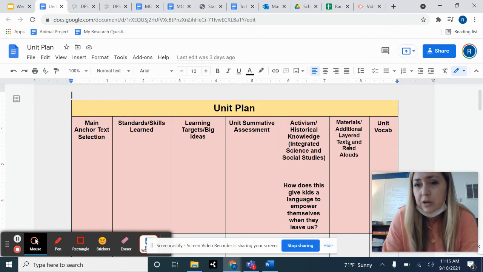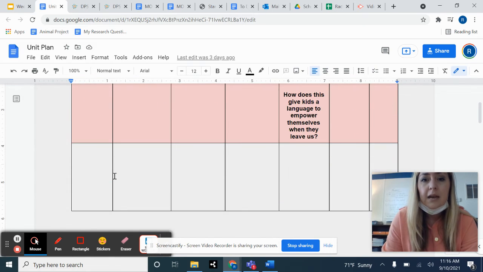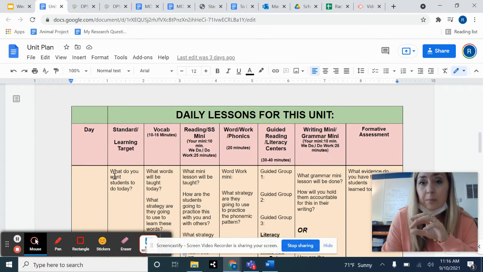This one's just materials you're going to need to accomplish this. So like books that you're choosing to do, games, things like that. This doesn't have to be real complicated. And then the unit vocabulary. This vocabulary is coming straight from the stories that you've chosen in HMH. Nothing confusing there. Okay. Now, this is the daily part.